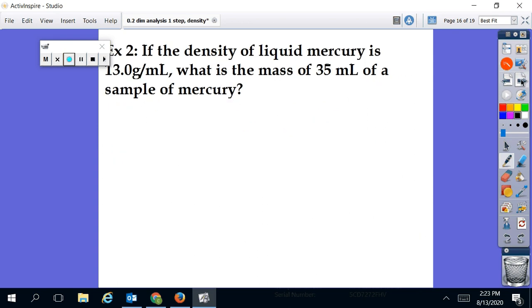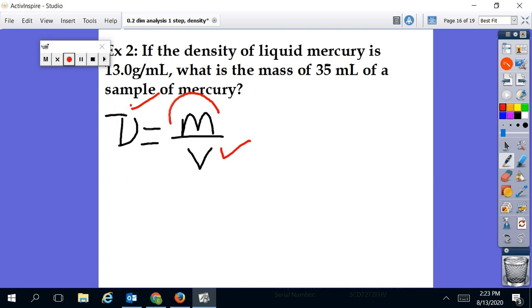Example 2, now you're given the density. If the density of liquid mercury is 13.0 grams per milliliter, what is the mass of 35 milliliters of a sample of mercury? Okay, so you're given density, which is mass over volume. You're given the density. You're given the volume. You need to solve for the mass. So you need to isolate the variable, which is the mass.